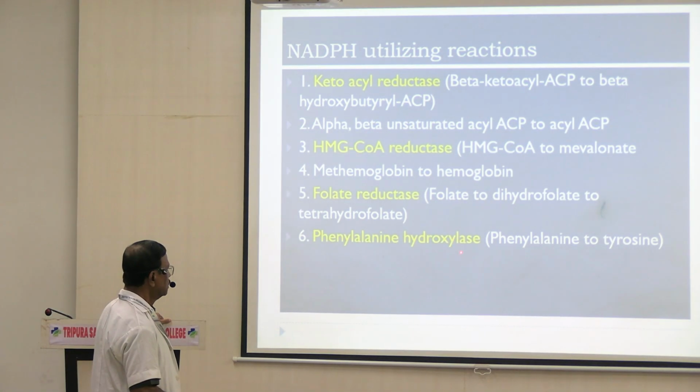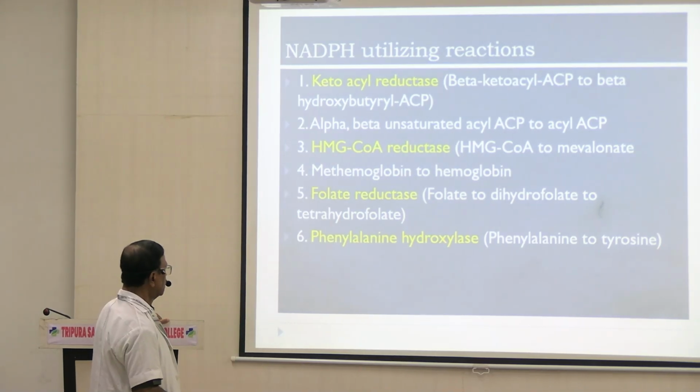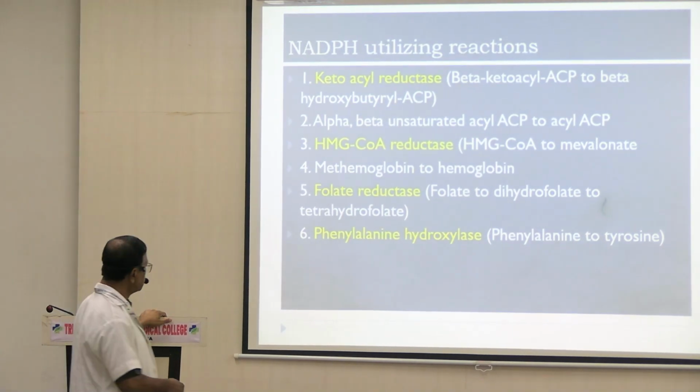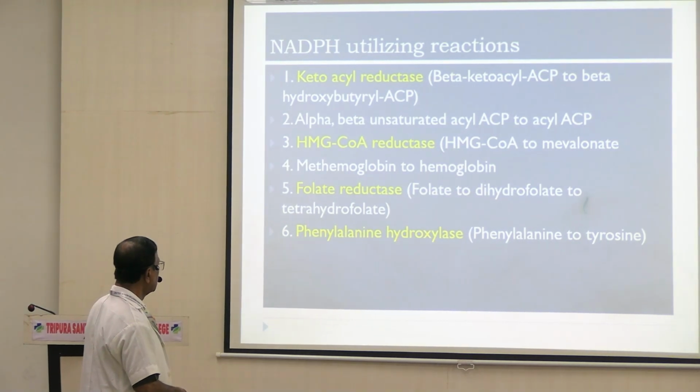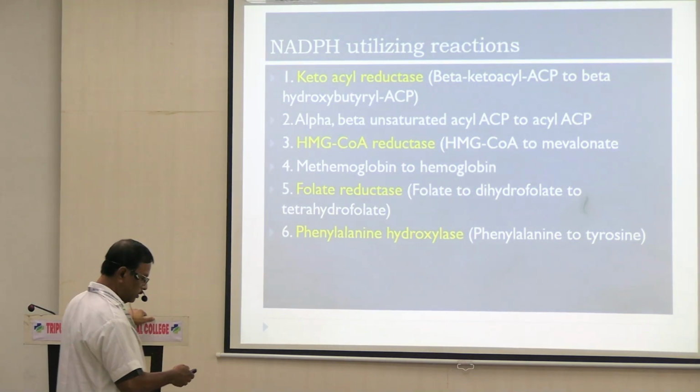Phenylalanine hydroxylase, phenylalanine to tyrosine. This phenylalanine is an amino acid. So it is used in phenylalanine metabolism.